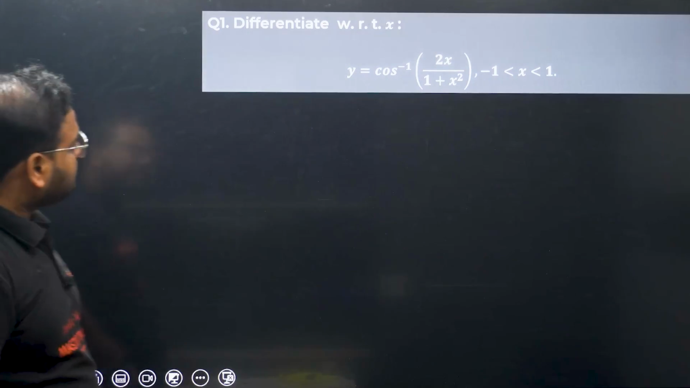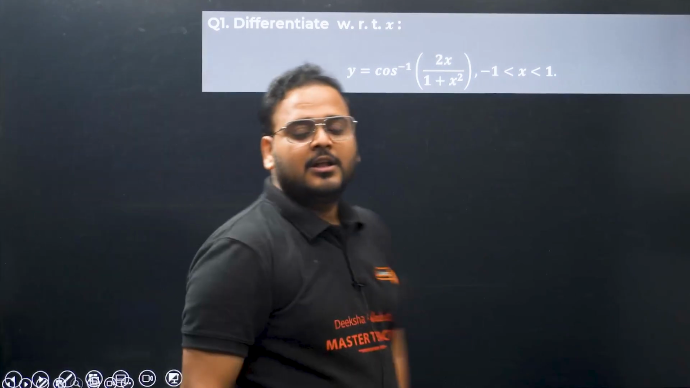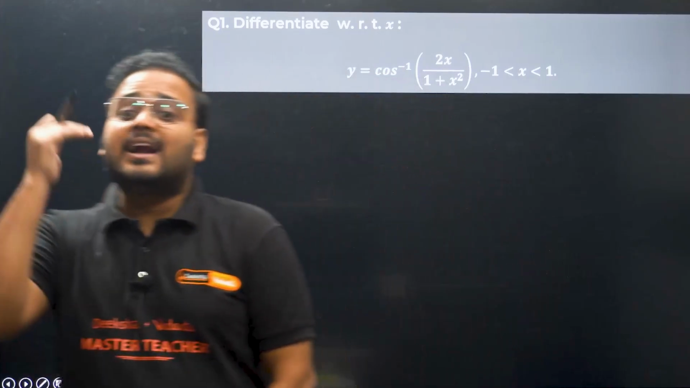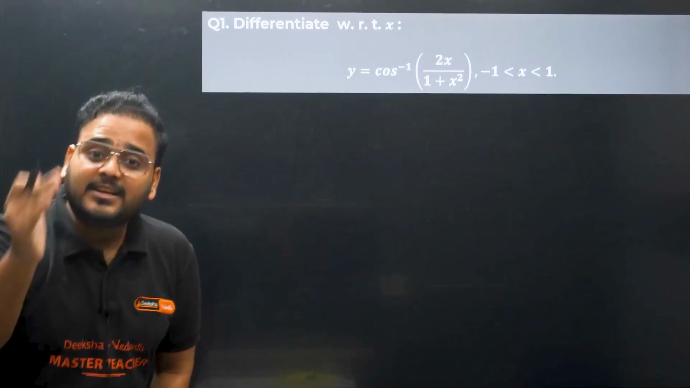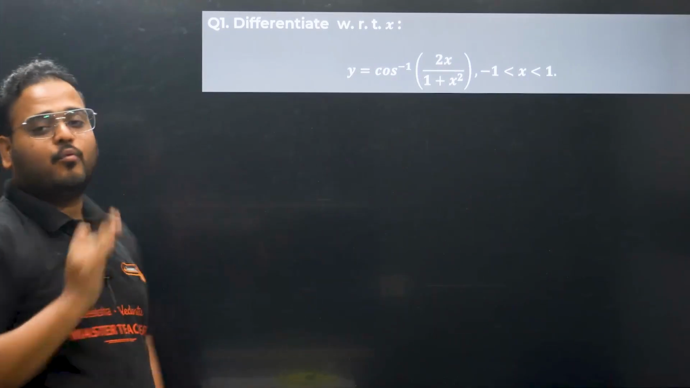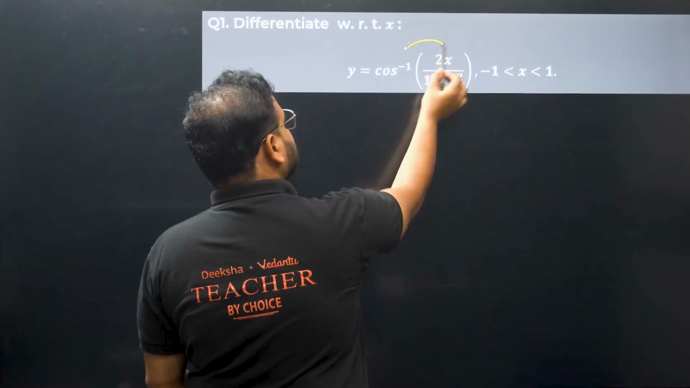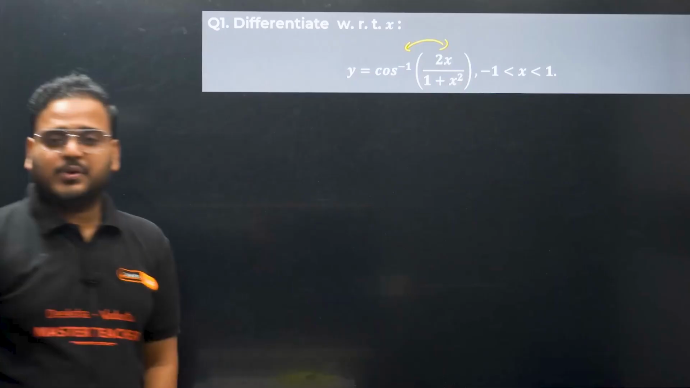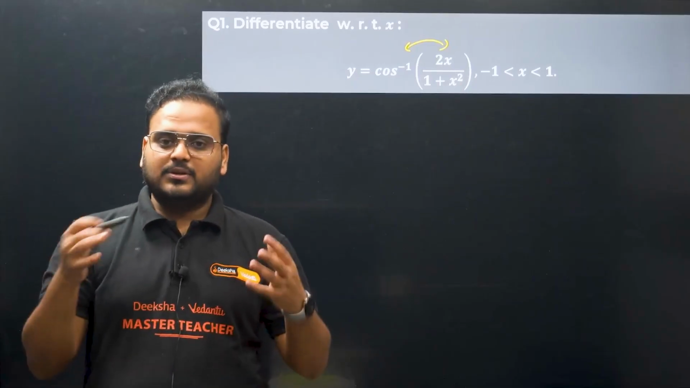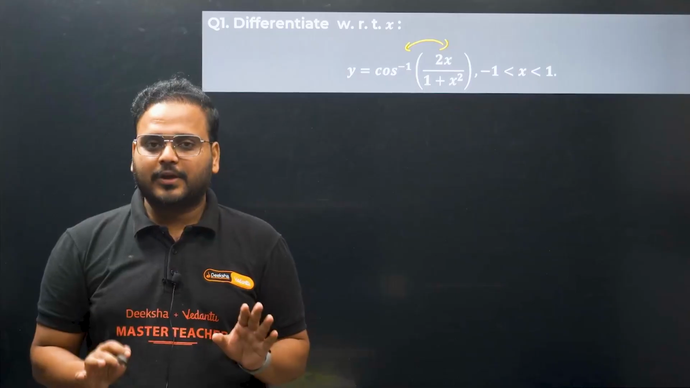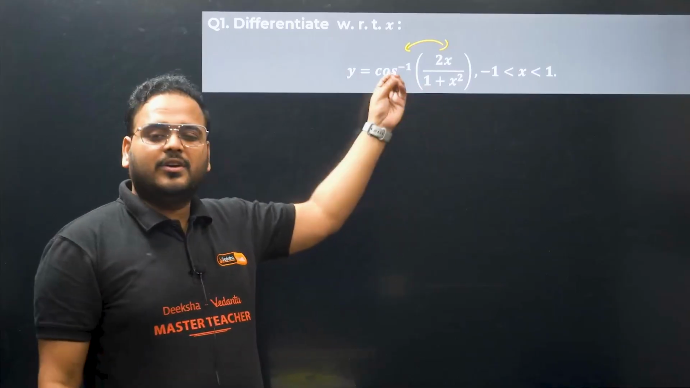Moving on. Now the first question is on the application of ITF and use of the identities you have learnt in PU1. Have a look: cos inverse of this. Sir, how to break this question? If you have solved this problem, then you know how to solve it. You know which identity to apply over here and get it done.